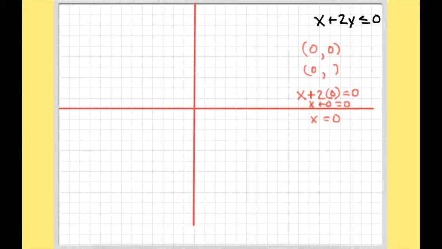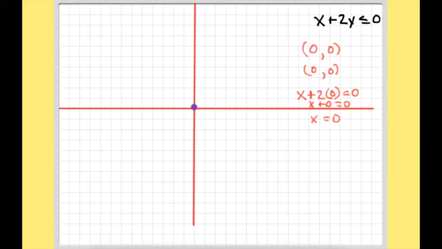Now this is going to backfire a little bit because this is only going to give me 1 point. Because my x-intercept is 0, which means my y-intercept is also 0. So I have the point 0, 0, but I only have 1 point for my graph. So I need another point.